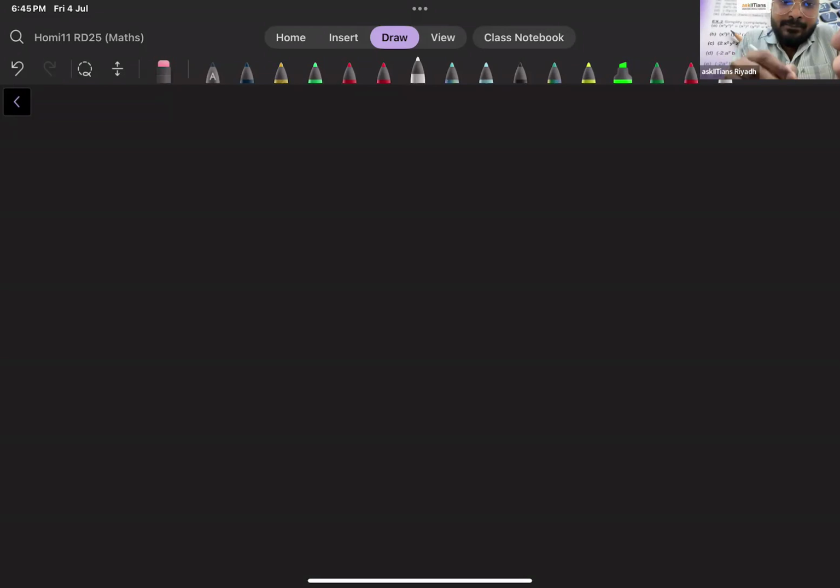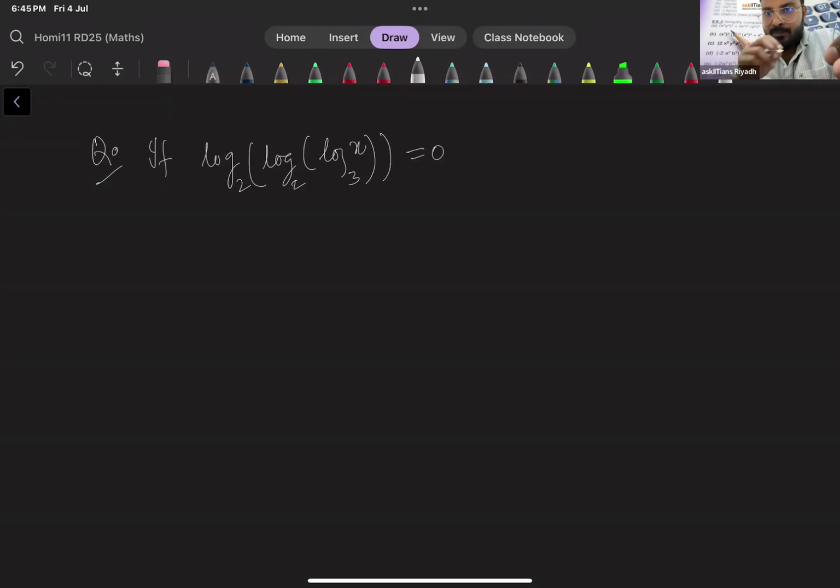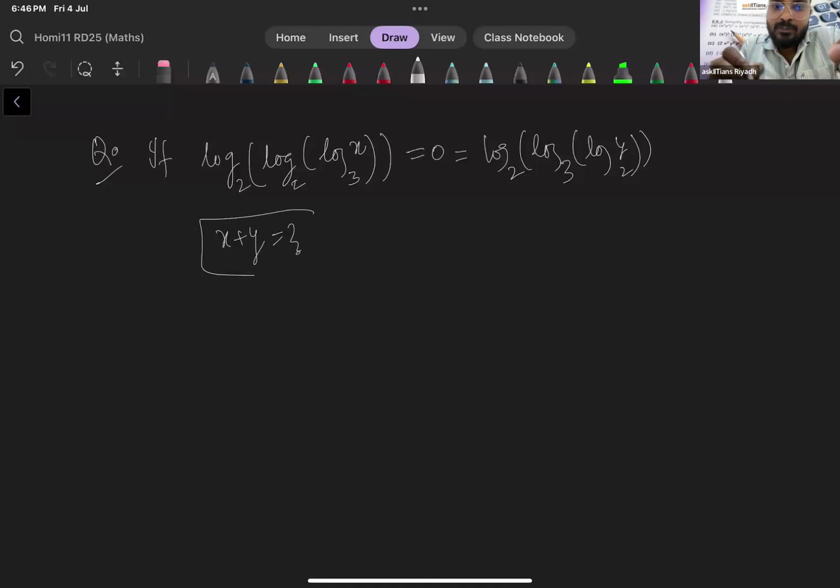Now one question is given like this. If log base 2 of log base 3 of x, this is equal to 0, also 0 is equal to log base 2 of log base 3 of log y to the base 2. If this equation is given to you, then find the value of x plus y. What is x plus y equals? This we need to find out.